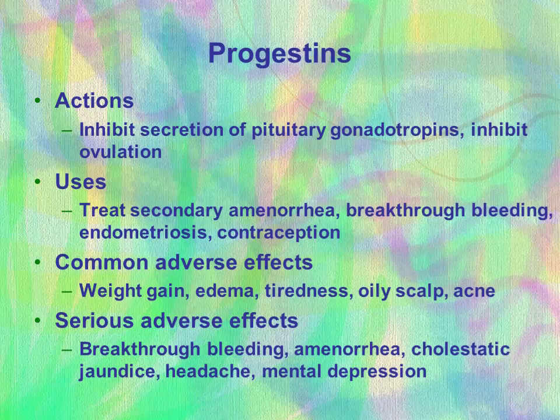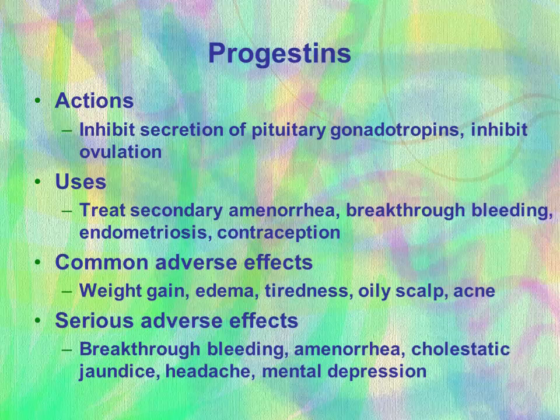Progestins inhibit the secretion of pituitary gonadotropins, so they prevent ovulation. But we use them to typically treat secondary amenorrhea, which is lack of menstrual cycle, secondary to some other cause. They can be used to treat breakthrough bleeding, endometriosis, and of course for contraception.